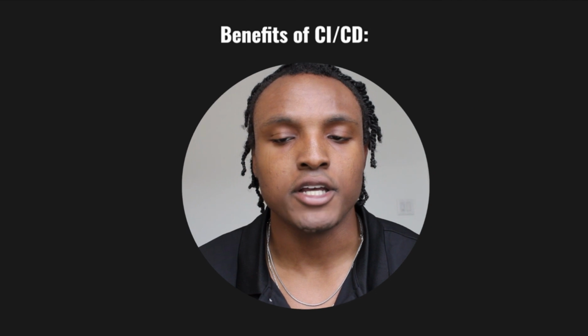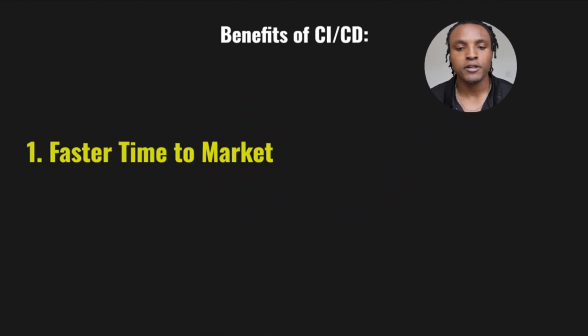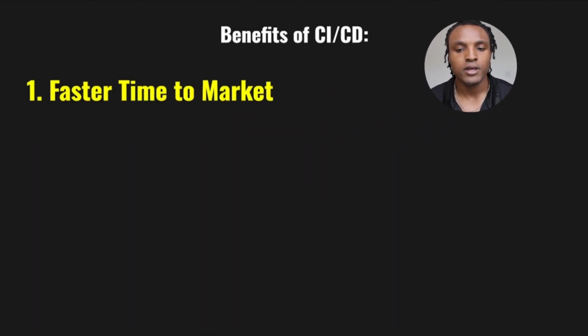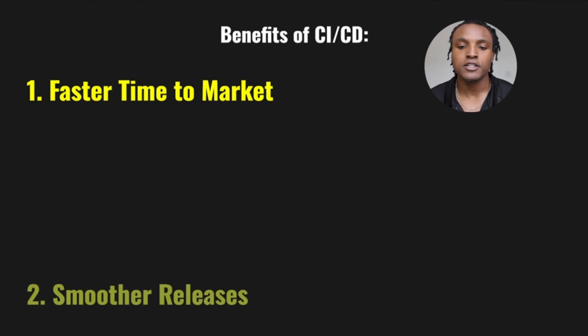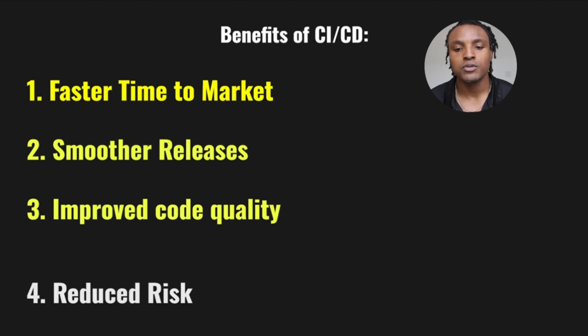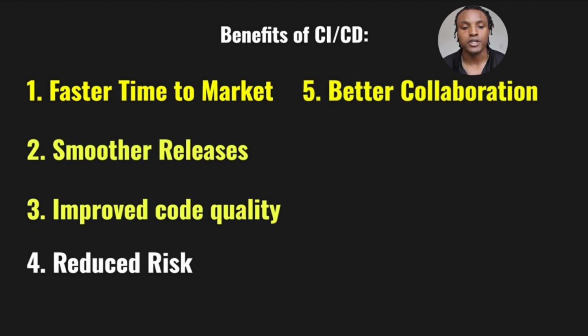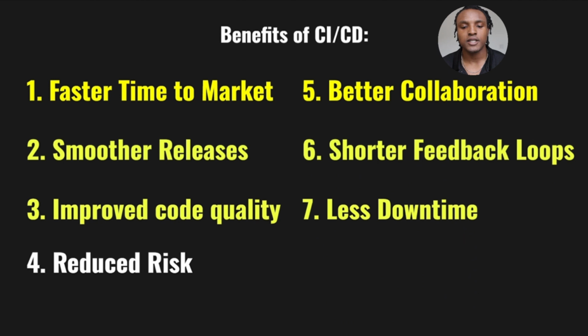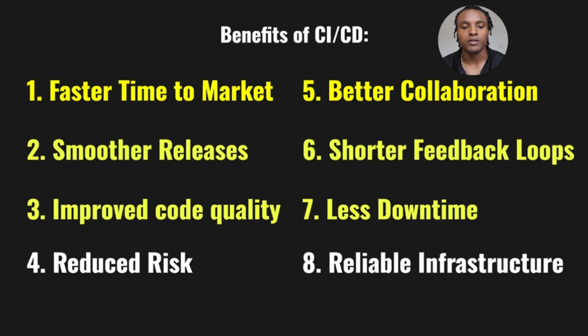Let's look at the benefits of using a CI/CD process in your engineering flow. The first benefit is a faster time to market. Using automated tools, we no longer have to do things manually, which allows us to deploy our code faster by finding bugs quicker. This leads to a smoother app release with improved code quality. This in turn reduces risk and enhances collaboration because engineers can commit code more frequently. This helps achieve shorter feedback loops, less downtime, and all in a more reliable infrastructure.